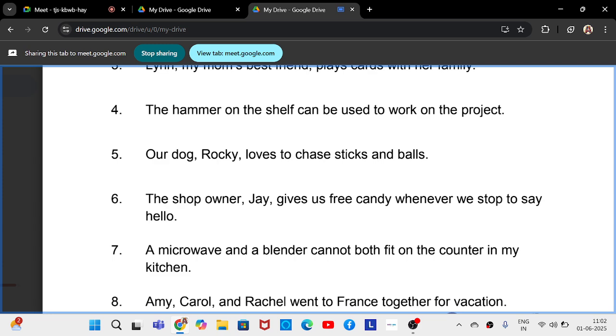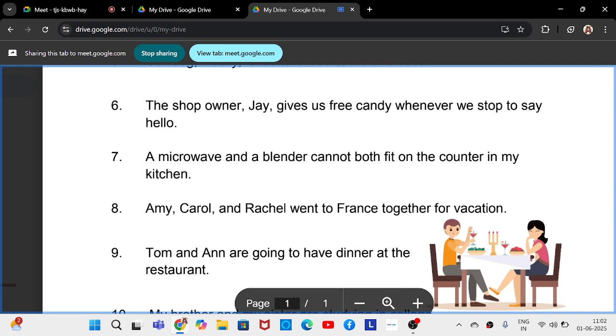Ma'am, the shop owner Jay is the subject, gives us free candy whenever we stop to say hello is the predicate. Okay. So the shop owner Jay is the subject. Gives us free candy whenever we stop to say hello, that is the predicate. Yes. Seventh question. A microwave and a blender cannot both fit on the counter in my kitchen.